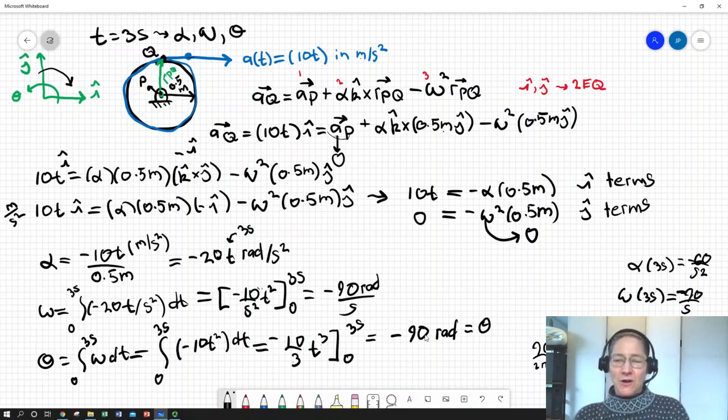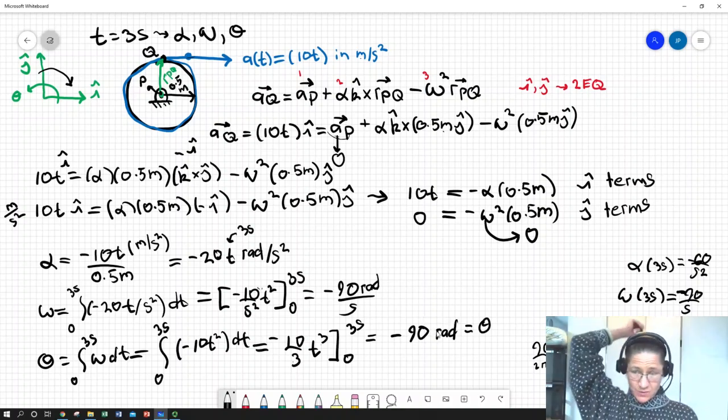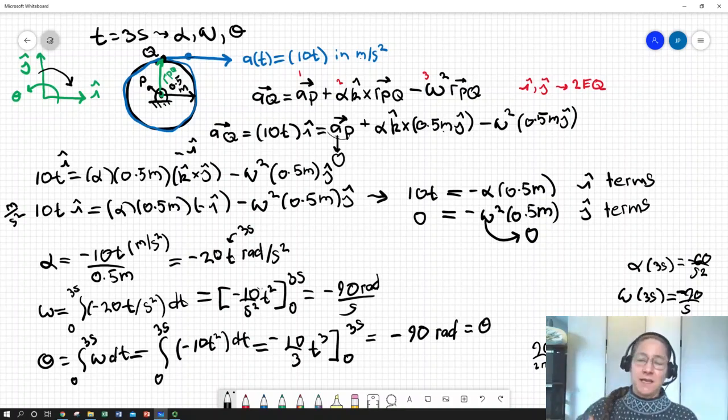So our answers are negative 60 radians per second squared for alpha, negative 90 radians per second for omega, and our total angular displacement is going to be negative 90 radians, which means all the negatives just mean everything is going in the clockwise direction.